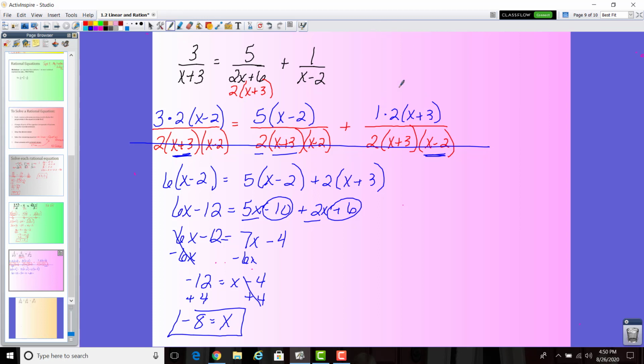This does have some excluded values. Here, x cannot equal negative 3. 2x plus 6, which means 2 times x plus 3, that would still be a negative 3. And here, positive 2. So since my excluded values and my possible solution for x don't match, I'm good. And I can go ahead and check my answer and make sure that it works out. And one more.